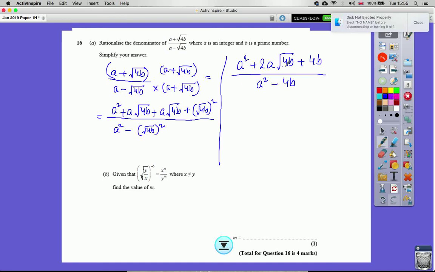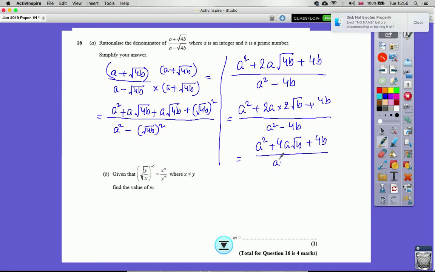Now if I take the square root of 4 outside the brackets, then I will get a square plus 2a times 2 root b plus 4b over a square minus 4b. My final answer: a square plus 4a root b plus 4b over a square minus 4b.